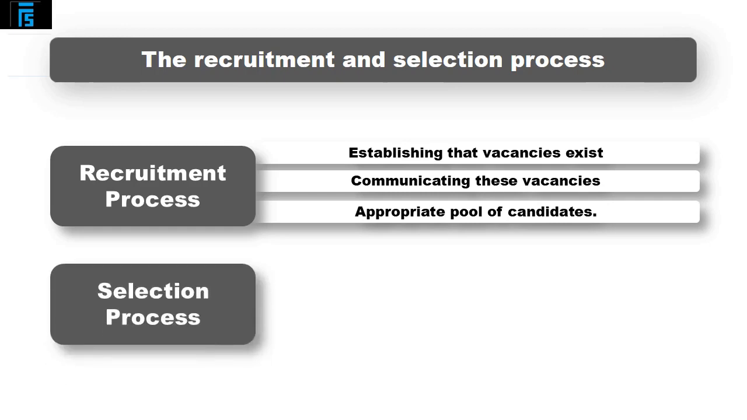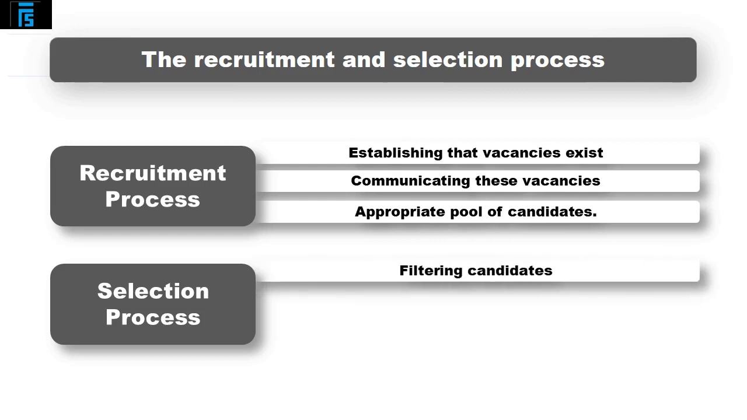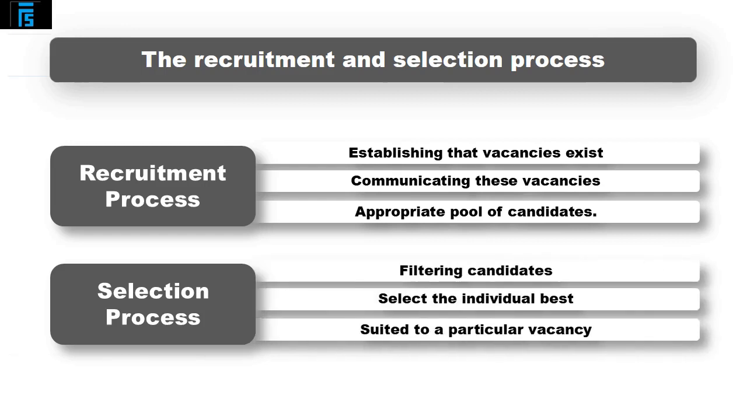So selection is the process of filtering candidates in order to select the individual best suited to a particular vacancy. So filtering candidates in effect means getting rid of all the ones we're not interested in until we're left with the one that we are interested in. That's the person that's going to actually get the job. So recruitment: finding out there's a vacancy, working out what the job is going to be, letting people know about it, and then selection, choosing the right person.